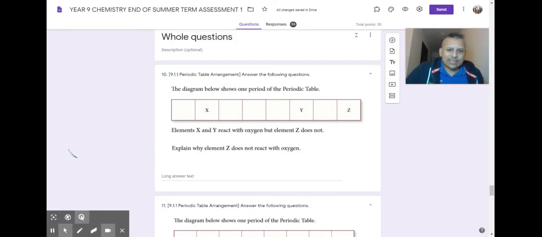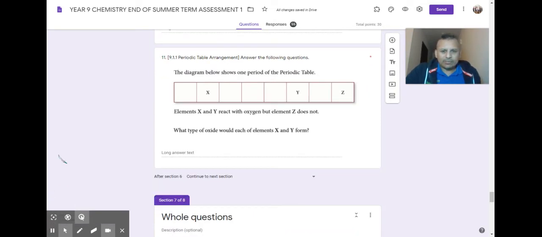Why does element Z not react with oxygen? The reason why is because it is an unreactive noble gas which has a full and stable electron configuration. It doesn't want to lose electrons, it doesn't want to gain electrons. The type of oxides that each of elements X and Y would form, well, X would form an acidic oxide, which was a topic that we learnt at the beginning of distance learning. Y could actually be an amphoteric oxide or a basic oxide, so both of those answers were acceptable.